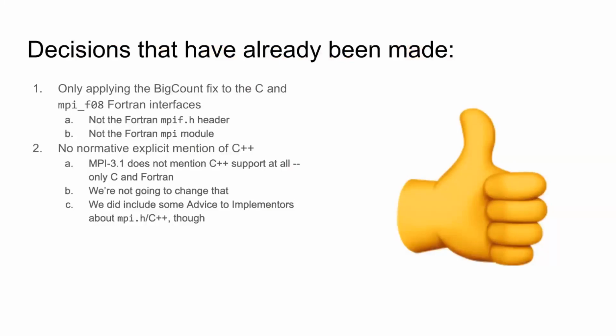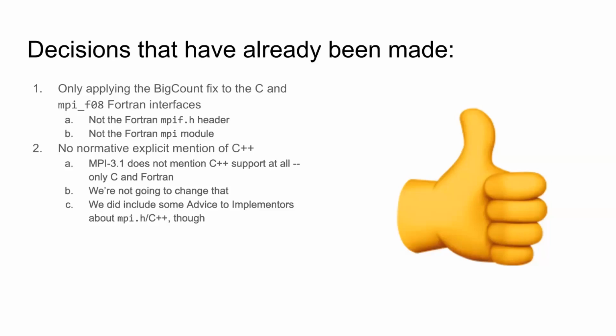Let's remind you of the decisions that have already been made. These were made at the last meeting in Chicago and Chattanooga as well. So we're in the third meeting of a sequence here. One decision that was made is that we're really only going to do Big Count fixes for C and the MPI F08 module. We are not doing it for the older mpif.h header file, and we're not doing it for the older MPI module. It doesn't mean anything about those two older interfaces. It just means we're not going to have Big Count in those. If you want to use Big Count, use either C or the good Fortran interface, not one of the sucky ones.